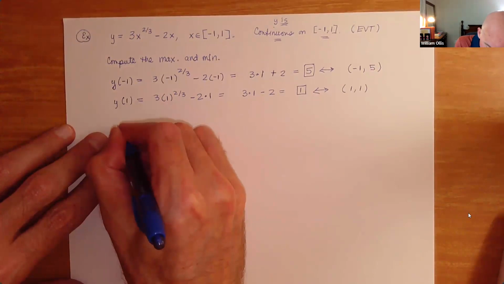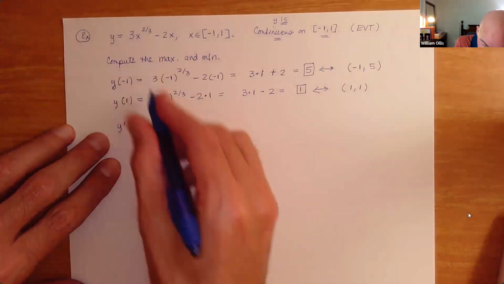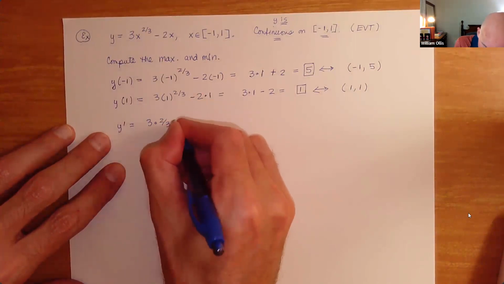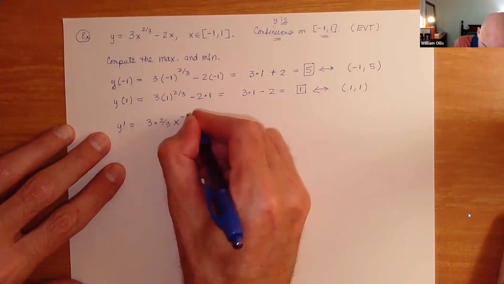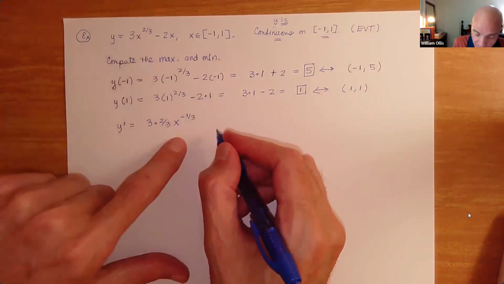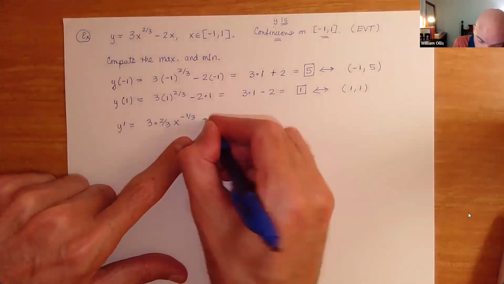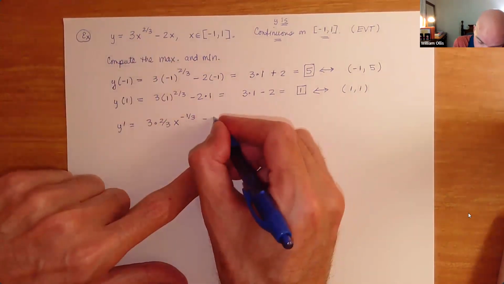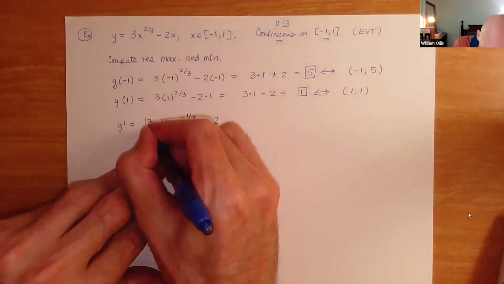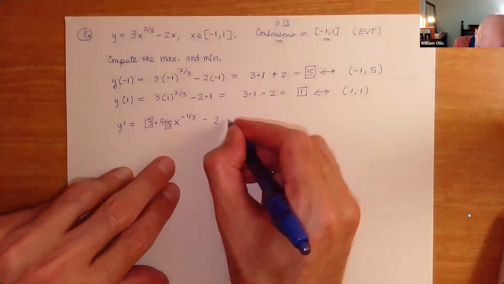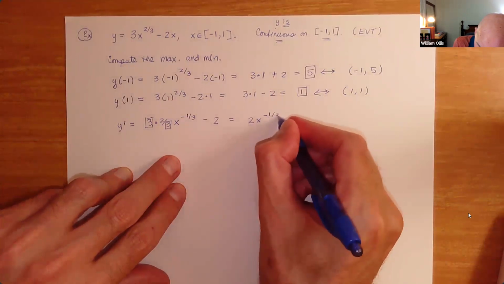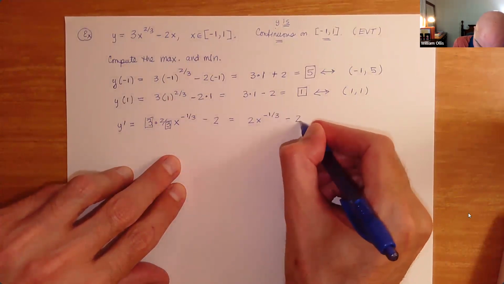So this says y prime equals, so we're going to take the derivative. So we have 3 times 2/3 x to the negative 1/3. Again, multiply by the power, that becomes a coefficient, and then subtract 1. And then, of course, the derivative of the negative 2x will just give us negative 2, the derivative of x being 1. And so now the 3's absorb. So we have 2x to the negative 1/3 minus 2.